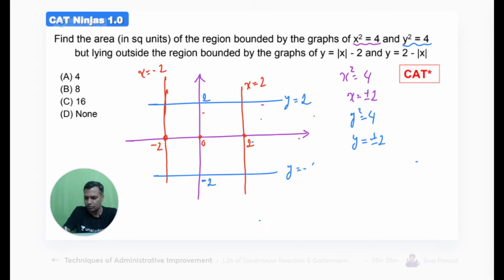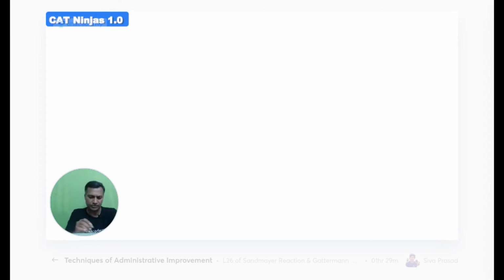This line is y is equal to minus 2. Very basic graphs. All right. The next one: y is equal to mod x minus 2. What is this? y is equal to mod x minus 2. So a little bit of transformation on graphs, right?